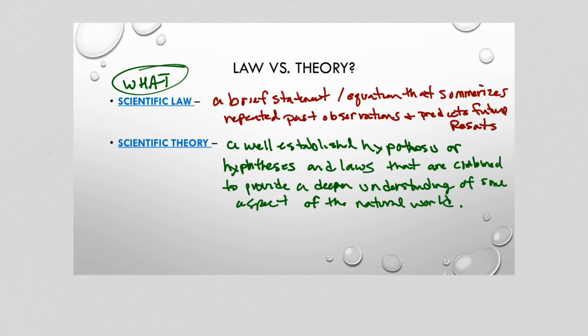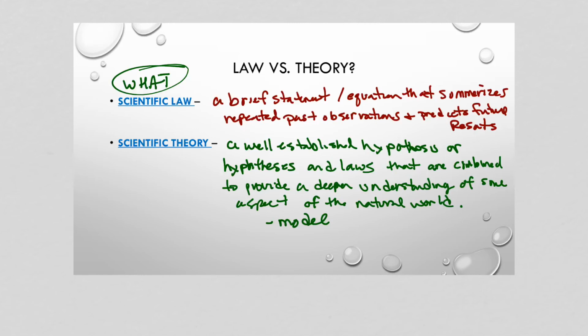So, a theory could be a single well-established hypothesis, right, that's been supported with all kinds of information. It could be a combination of hypotheses put together with, perhaps, laws that have also been established. And combining these ideas, we try to create an explanation or a deeper understanding, or sometimes we call this a model, to explain some aspect of the natural or physical world. Right?